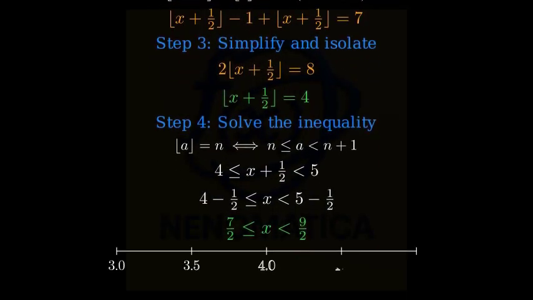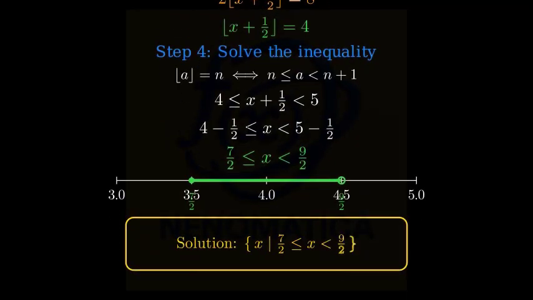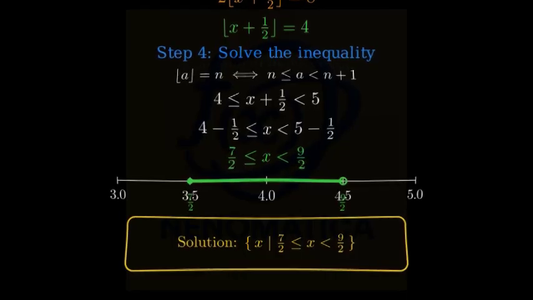To visualize the answer, place it on a number line. We draw the interval from 7/2 to 9/2, including 7/2 and excluding 9/2. Final answer. The solution set is all real x such that 7/2 is less than or equal to x, and x is strictly less than 9/2.